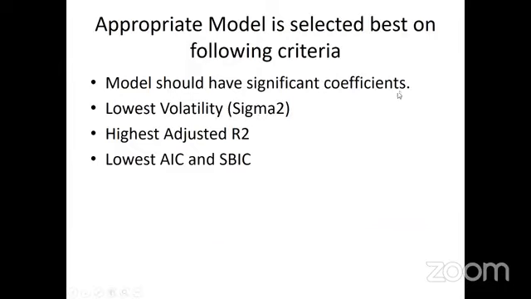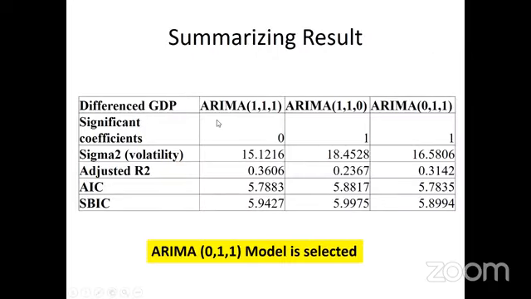The model should be having significant coefficients. I had already given you the instructions that if the p-value is less than 0.05, then only you will accept the coefficients. The volatility, sigma square, should be lowest. R square should be highest. The explanatory power of the model should be high, and it should be having the lowest Akaike information criterion or Schwarz criterion.